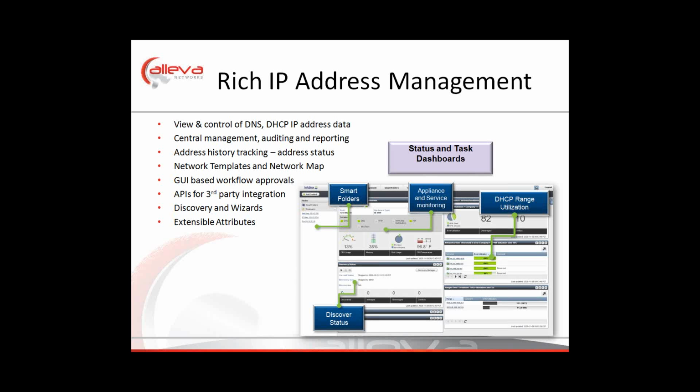So when you log into the Infoblox GUI, you get a very nice dashboard which gives you a snapshot of what's going on in the environment. Things like DHCP range utilization and subnets over certain thresholds, and these are all customizable, so everyone can have a different view of the dashboard.